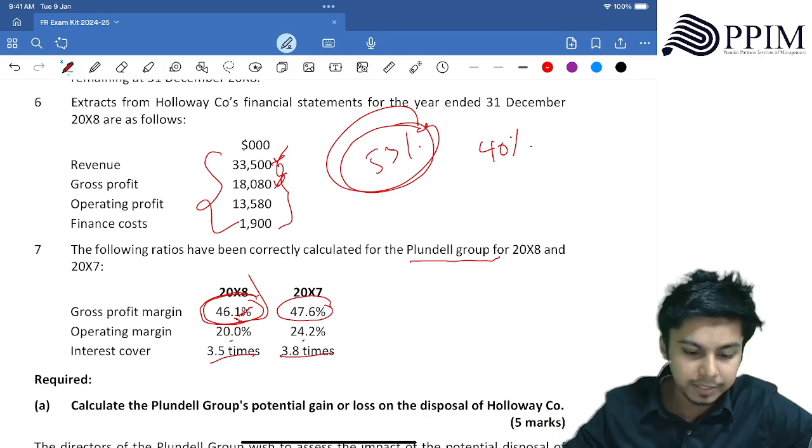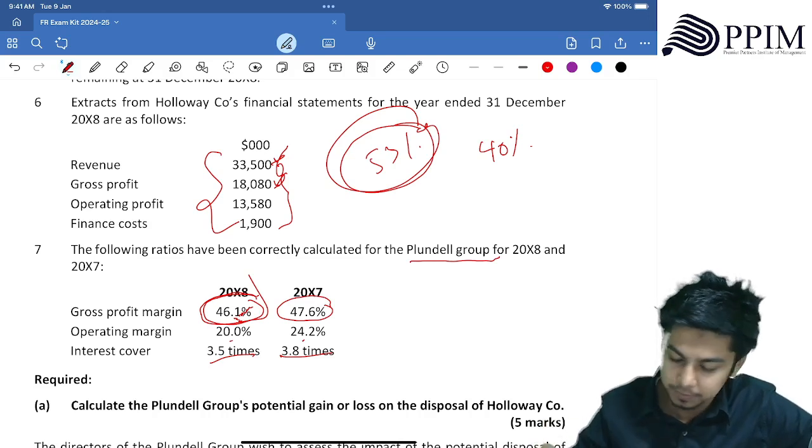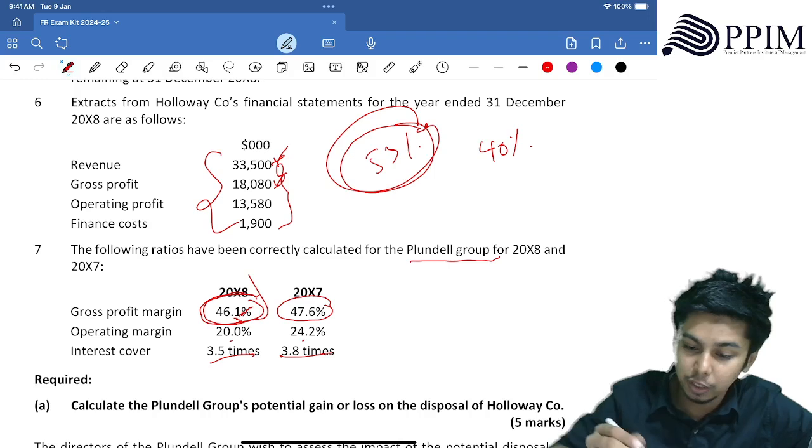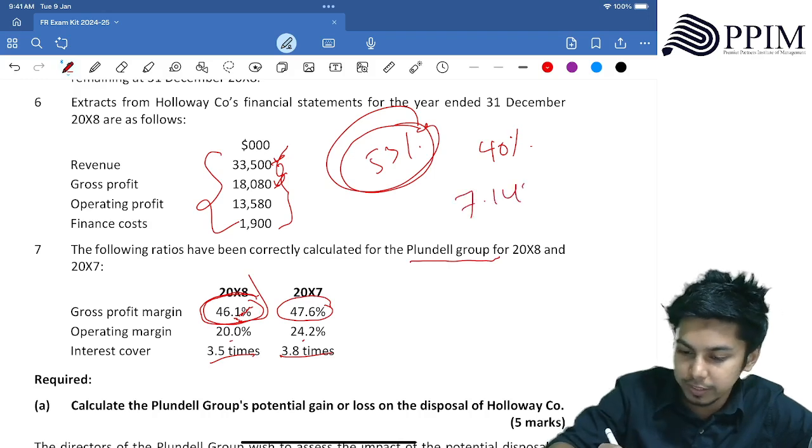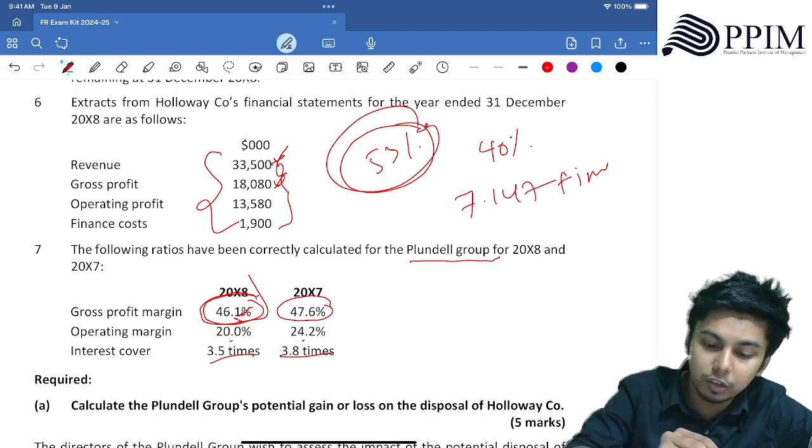And, guys, interest cover: 13,580 divided by 1,900. He alone can pay 7.147 times. These are the individual ratios of Holloway for 2008.